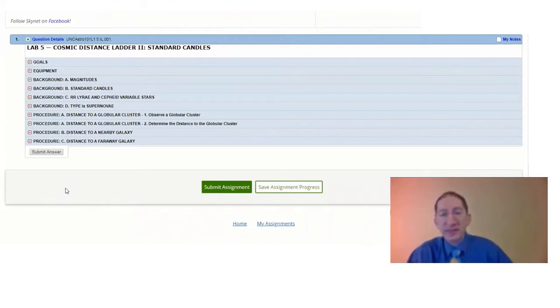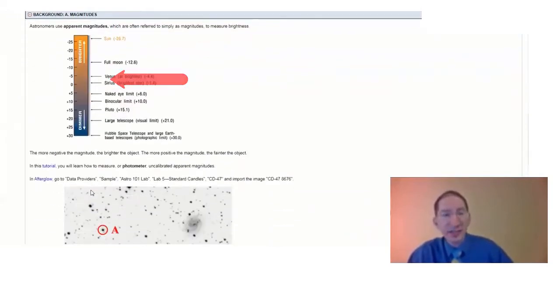Okay, in this video, I'm going to overview the background sections for Lab 5. Let's start with Section A on the magnitude system. In this lab, you're going to measure brightnesses and use luminosities to calculate distances to a variety of objects.